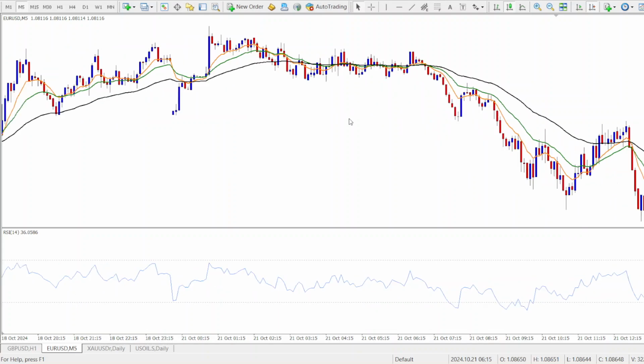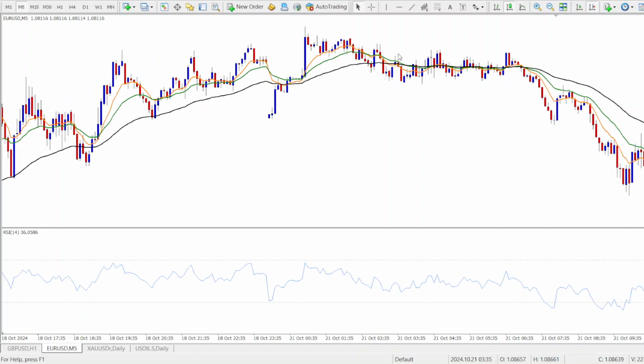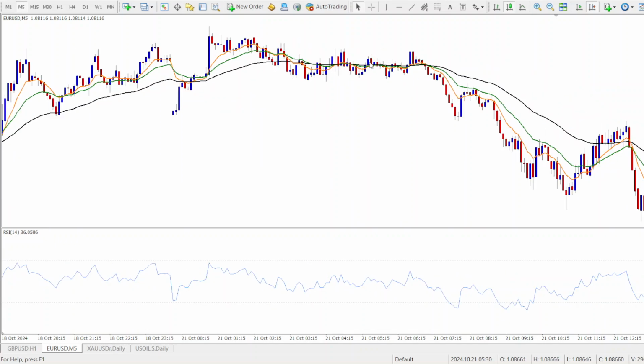Then as for a flat market, you're going to see the EMAs overlapping or moving sideways like what we have around here. Especially around here, we can see that the moving averages were just overlapping each other and moving sideways. You might want to avoid trading during this kind of situation as there is no clear trend.